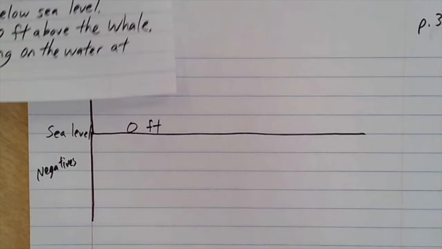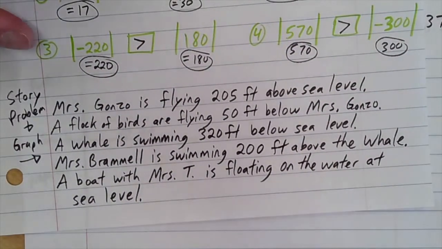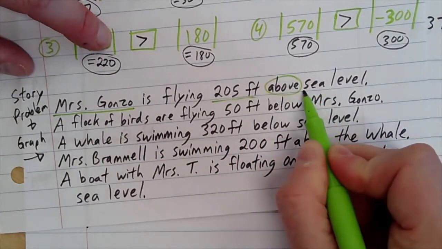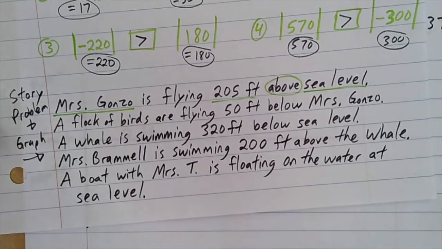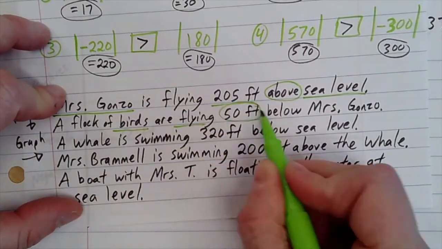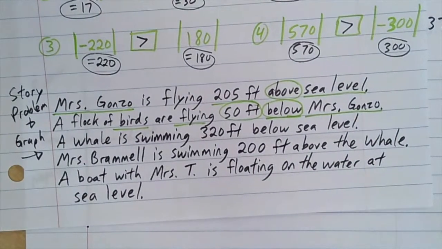To help, we may have to flip back and forth here. So Mrs. Gonzo, we know she is flying 205 feet above sea level. So we could put her 205 feet. And then the birds are going to fly 50 feet below Mrs. Gonzo. So there's a little bit of work to do with those.